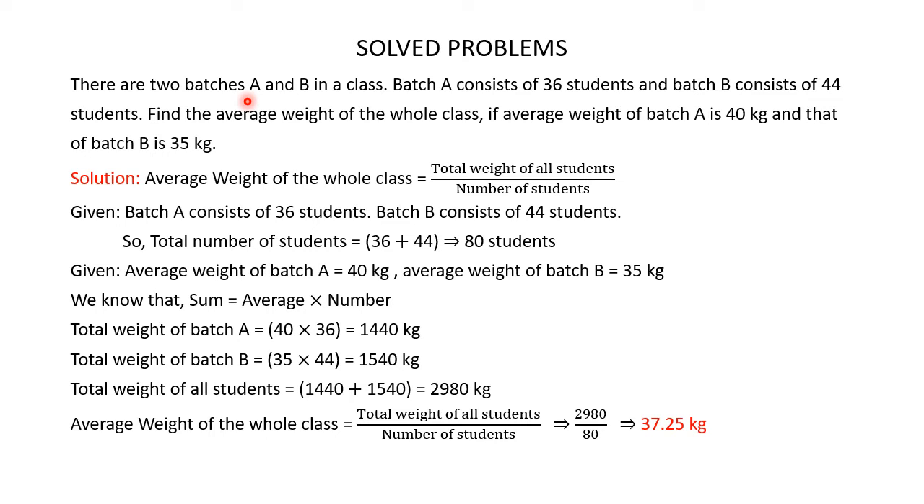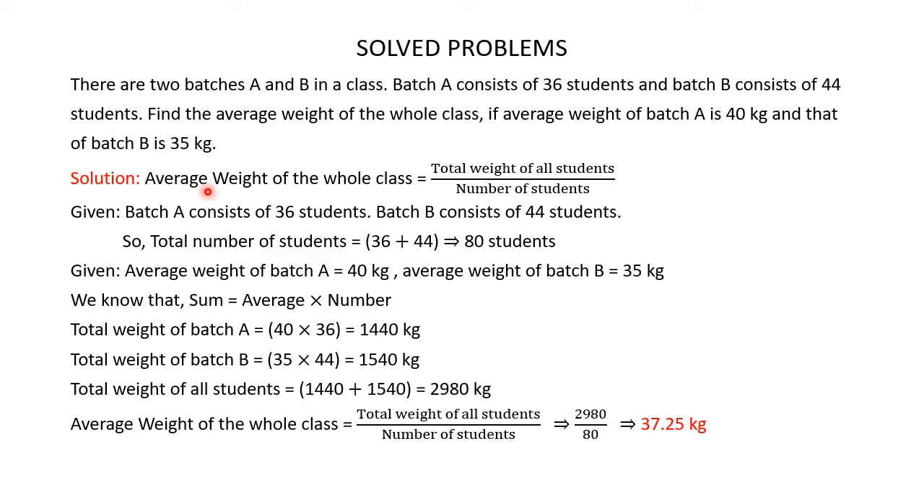There are two batches A and B in a class. Batch A consists of 36 students and batch B consists of 44 students. Find the average weight of the whole class if average weight of batch A is 40 kgs and that of batch B is 35 kgs. So now in this problem we are asked to find the average weight of the whole class.